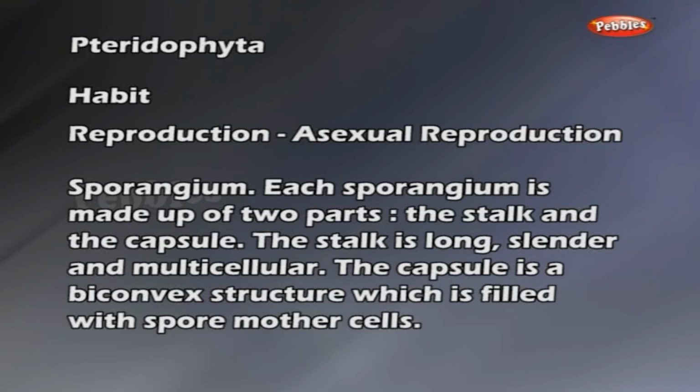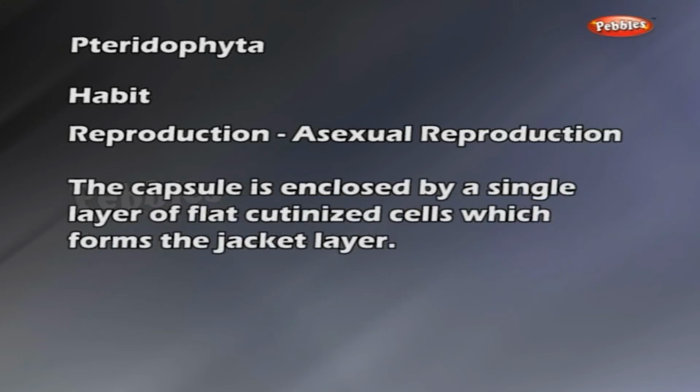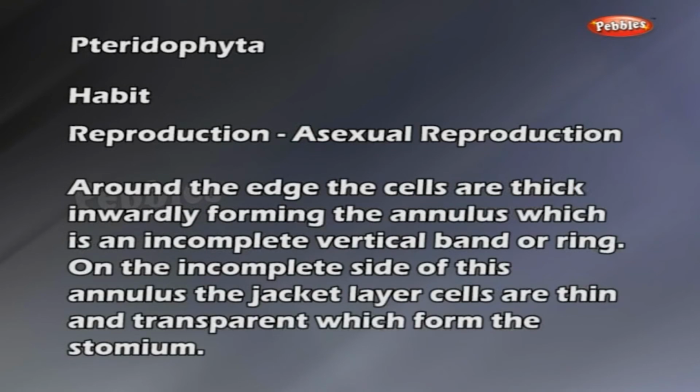Sporangium. Each sporangium is made up of two parts, the stalk and the capsule. The stalk is long, slender, and multicellular. The capsule is a biconvex structure which is filled with spore mother cells. The capsule is enclosed by a single layer of flat, cutinized cells, which forms the jacket layer.